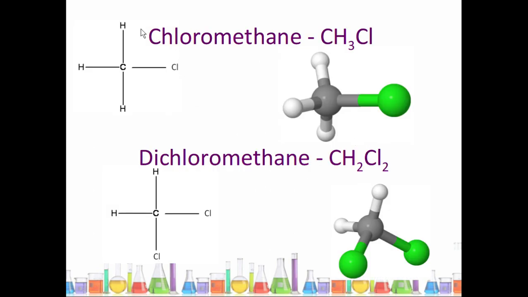Just showing you the structure of those there. Usually if we were in class I would be getting you to build these with the molymod kits that we used before. So I've just put in the image there to show you what they would look like. We've got chloromethane, so we build methane and then we replace one of the hydrogens with a chlorine atom. Dichloromethane, two chlorine atoms there.